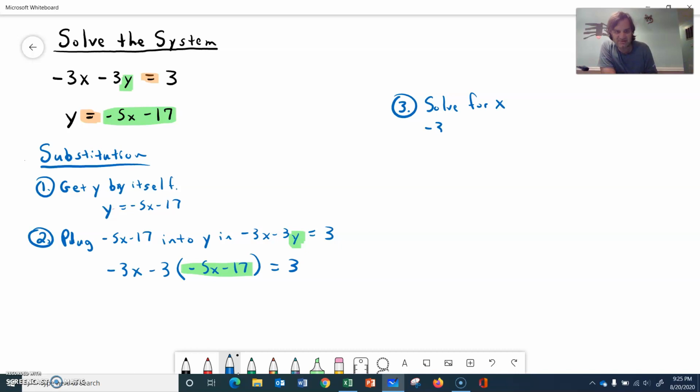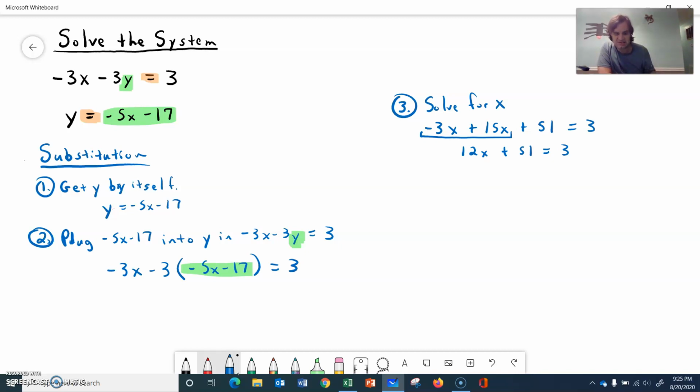I'm going to use the distributive property. Negative 3x stays, but I'm going to distribute the minus 3 through. So it'll be plus 15x plus, and I believe that's 51, equals 3. I'm going to keep cleaning up. I can combine some like terms here in the solving process. So that's 12x plus 51 equals 3.